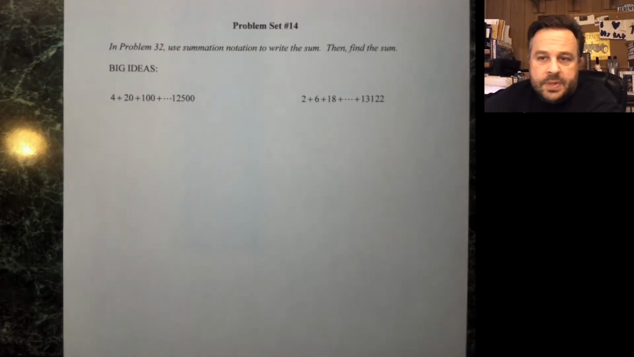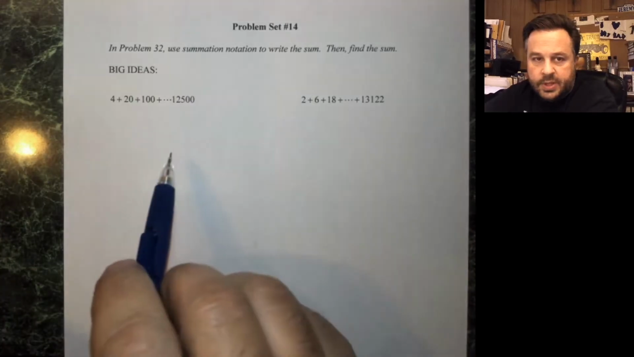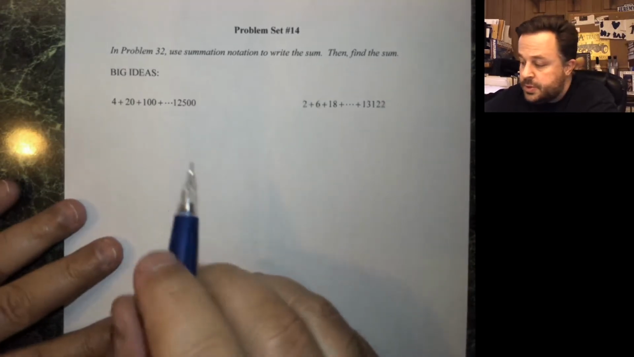Okay, so for problem set 14, number 32, it says use summation notation to write the sum, then find the sum. And we're given a couple of examples. I'm not going to do the one that's in the problem set, but I'll do a couple that are similar. So a couple of things.